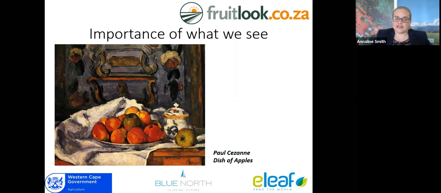And where the context comes in is we don't know the context of what these colors mean on these apples. Is it russeting? Is it mold? We don't know. Maybe it's a cultivar, an old cultivar that doesn't exist anymore. So it's all about context, and it's exactly how you have to look at FruitLook data.